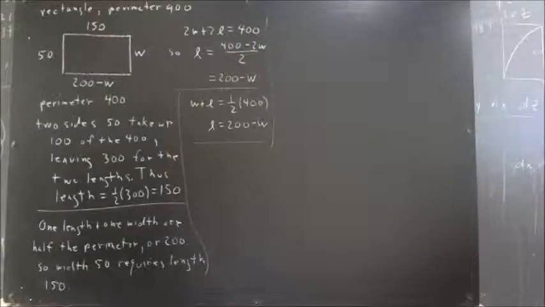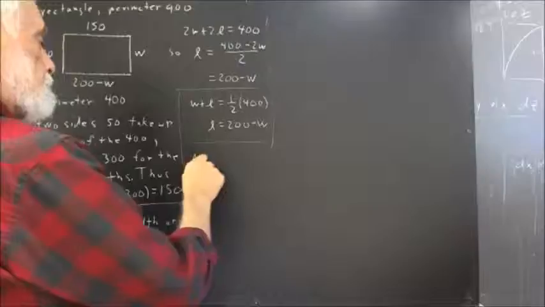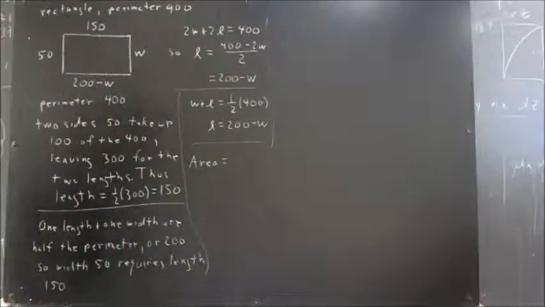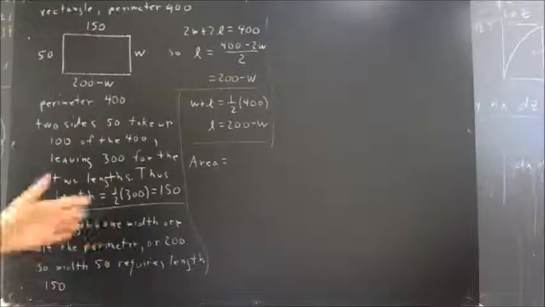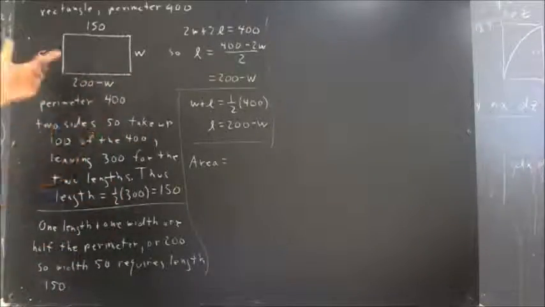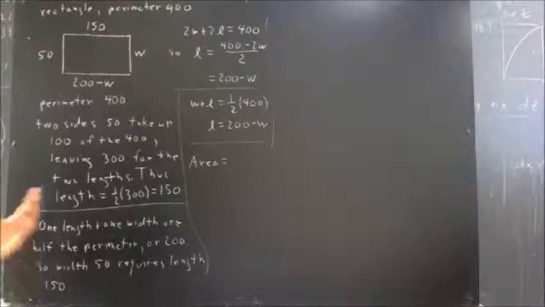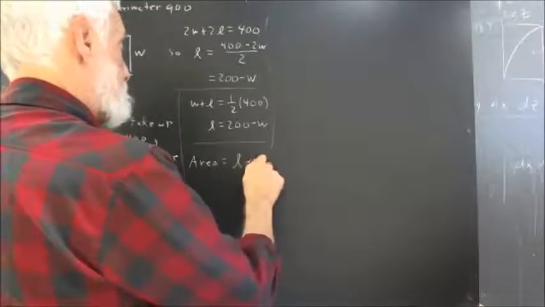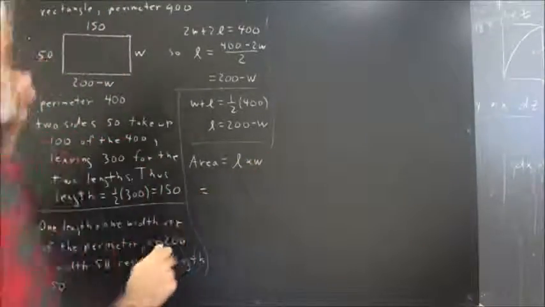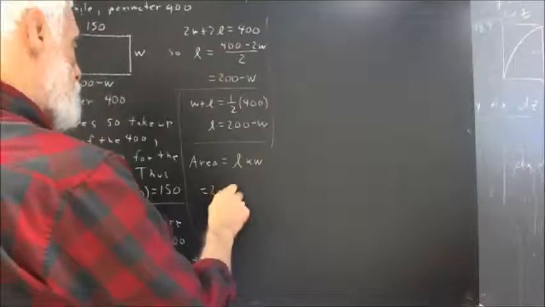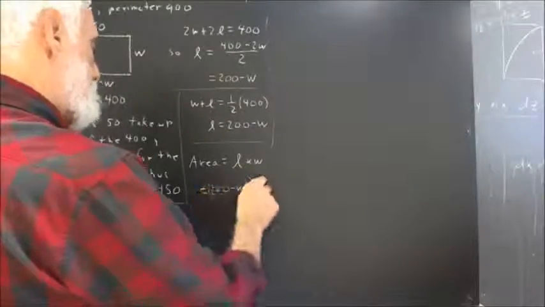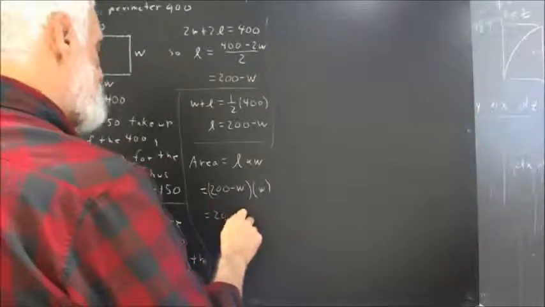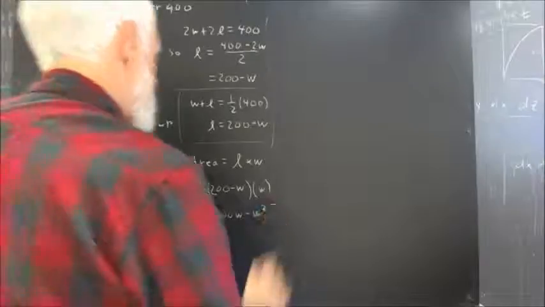Now we want to get an expression for the area. So what is your expression for the area in terms of what we have? In terms of W, what's the area of this rectangle? You should, again, pause and figure this out, but here we go. Area is length times width, which equals (200 minus W) times W, which equals 200W minus W squared.